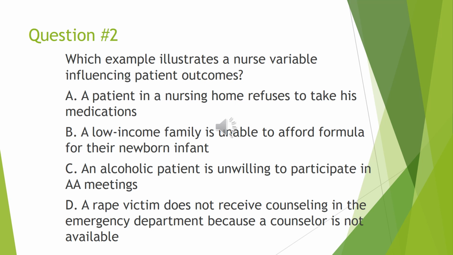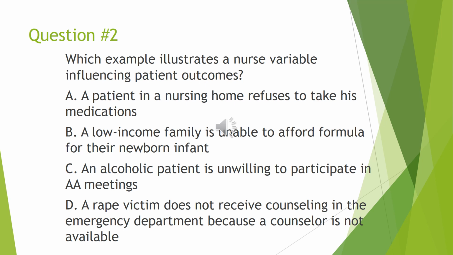A, a patient in a nursing home refuses to take their medication. That is not a nurse variable. That is a patient variable because the patient is making the decision, right? B, a low-income family is unable to afford formula for their newborn infant. That is not a nurse variable. So this is not a nurse causing this food insecurity for the infant, but this is a caregiver's variable or a patient variable, right?